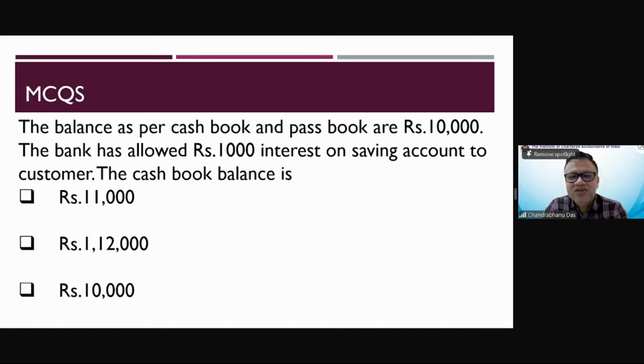What is done is just you have to test how you are able to understand what happens to the balance. This question is able to test your quantitative ability of how you are able to judge and calculate, estimate it. Now, what happens is cash book and passbook both at 10,000, but bank has given rupees 1 allowed. Allowed means you are getting money, interest on savings account to customer. You are getting money allowed. So what should be the cash book balance?